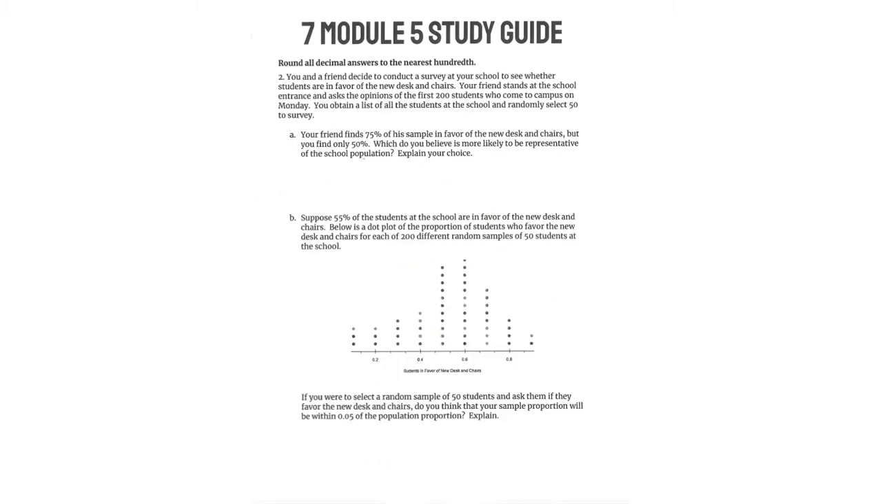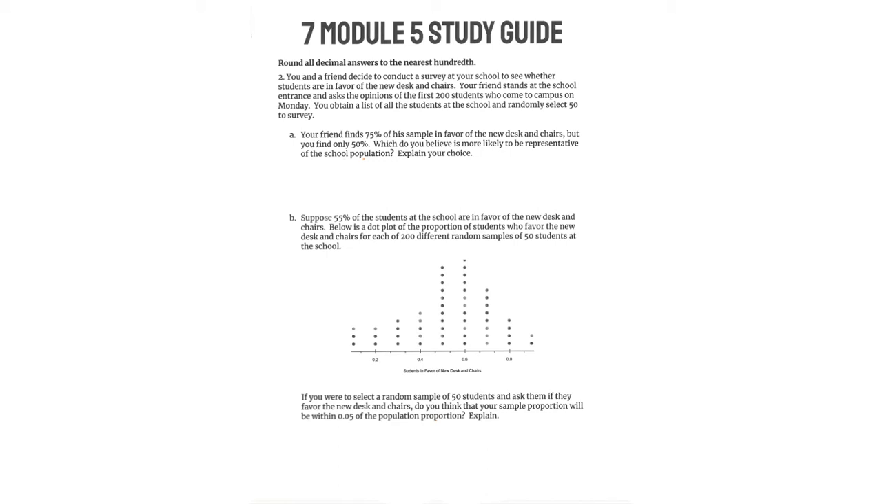All right, number 2. You and a friend decide to conduct a survey at your school to see whether students are in favor of the new desk and chairs. Your friend stands at the school entrance and asks the opinions of the first 200 students who come to campus on Monday. You obtain a list of all the students at school and randomly select 50 to survey. Now, please remember to use those tools from ELA, the chunking and rereading, if you need to during your test.